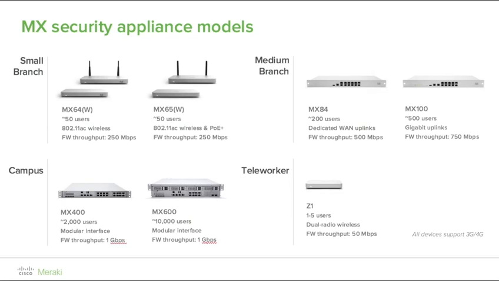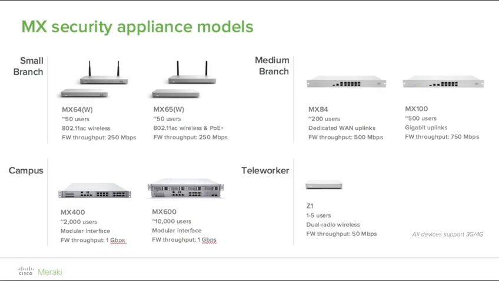For the medium branch, we have the MX84 and MX100. The MX84 has 10 copper GigE interfaces and 2 SFP ports. Firewall throughput is 500 megabits per second and VPN throughput is 250. The device is recommended for networks of up to 200 users.